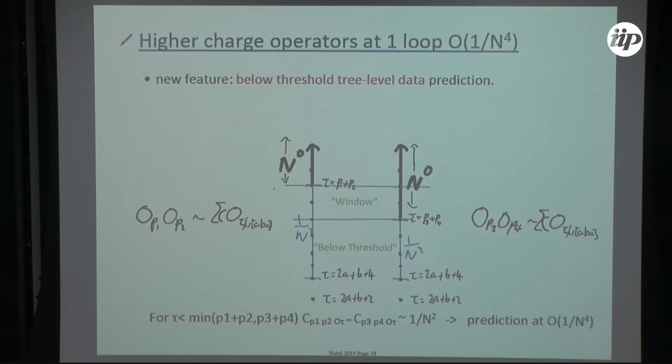If you just play the same game as before and try and write an ansatz using the double discontinuity, you find many unfixed coefficients. You need to also use this data to fix the coefficients.